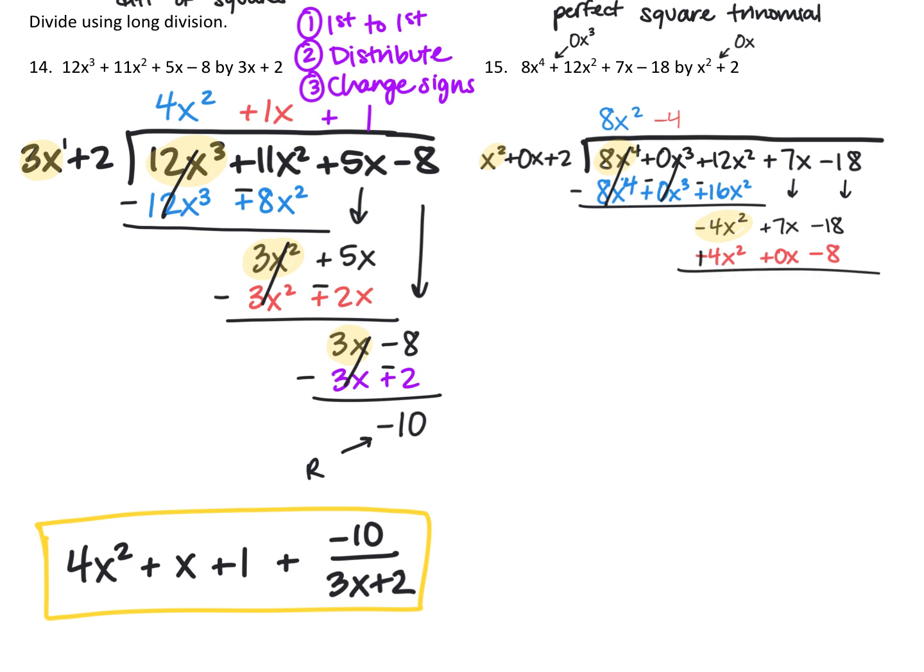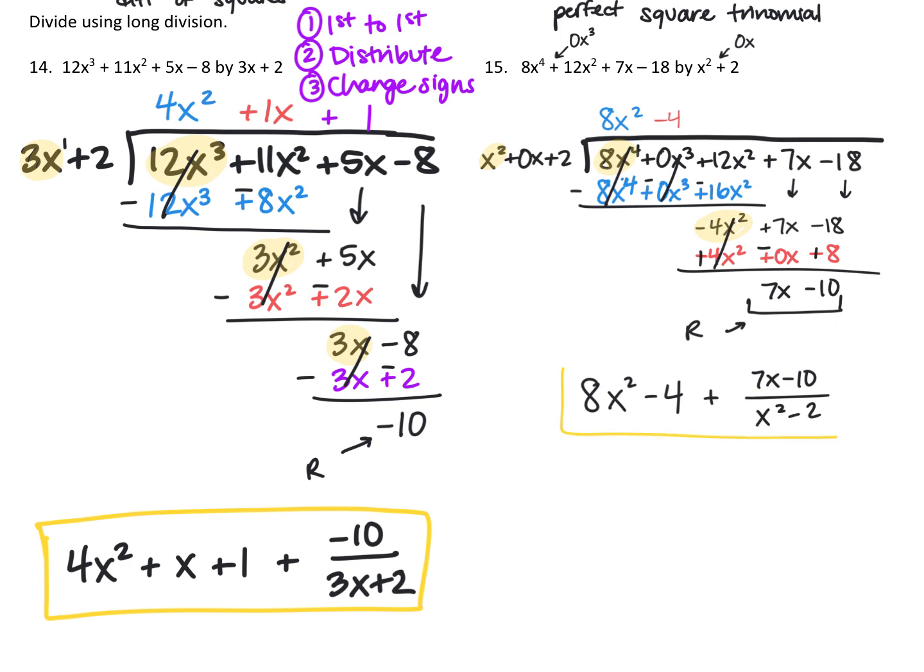Now here you've got a negative, so it becomes positive, and then this one also becomes positive. These cancel, and you now have 7x and negative 10. If you try to do first to first again, you'll notice x squared times anything can't get me 7x. So that's actually a remainder, all of this. And so your final answer is 8x squared minus 4 plus a remainder of 7x minus 10 over your divisor of x squared minus 2. The big thing here is if you're canceling out two things at once, bring down two things at once.